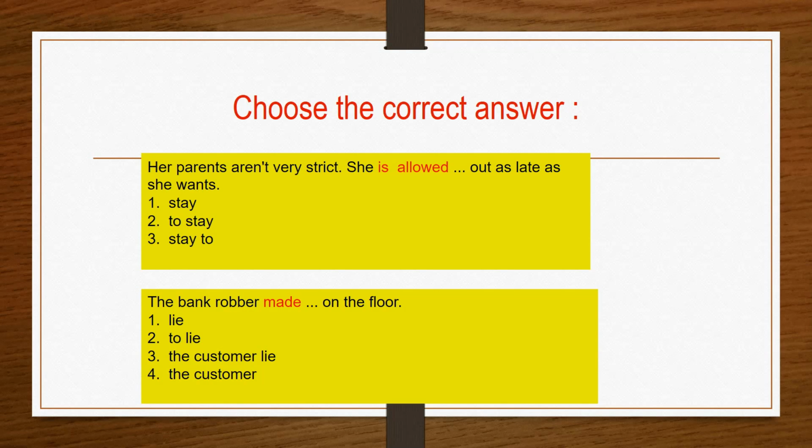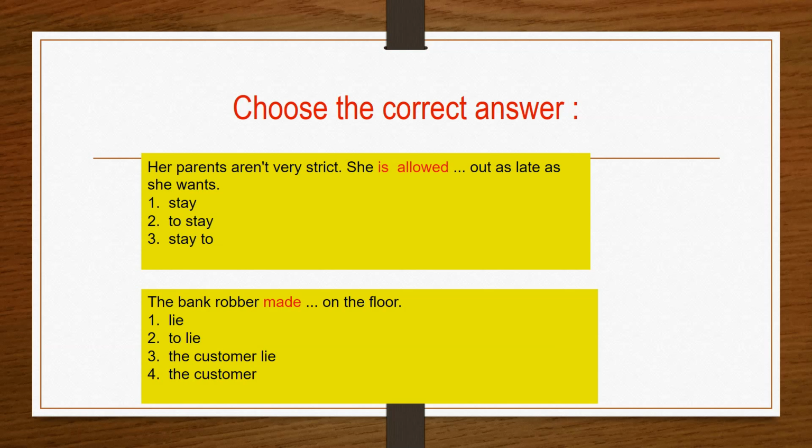If you get the idea, please look at this exercise. This exercise says that you have to choose the correct answer. Look at sentence number 1. Her parents aren't very strict. She is allowed out as late as she wants. So in this sentence we have the structure allowed to.